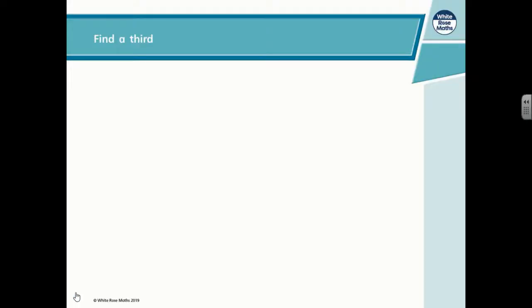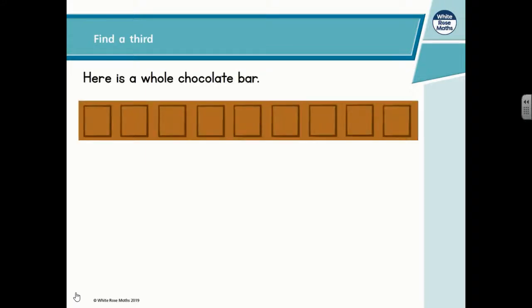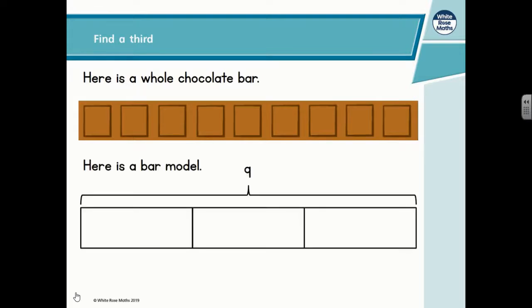Okay, on to finding a third. I have a chocolate bar here, and this is the whole chocolate bar. Have a look at that. It's got 9 squares. And then I have a bar model. That 9 above the brace shows that the value of my whole is 9. So the bar model is worth 9.